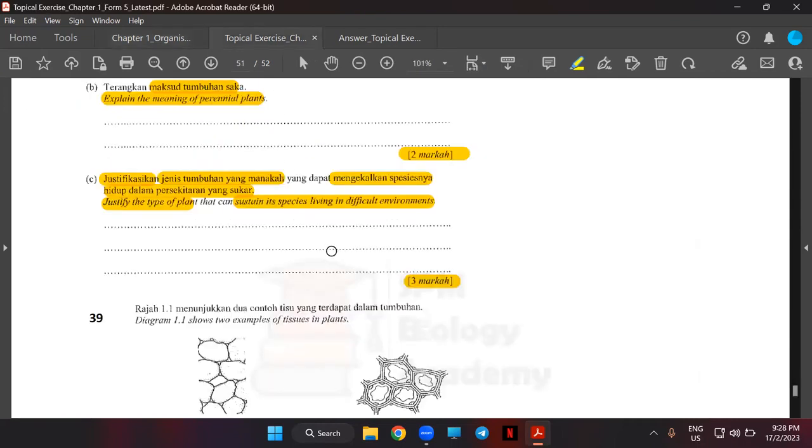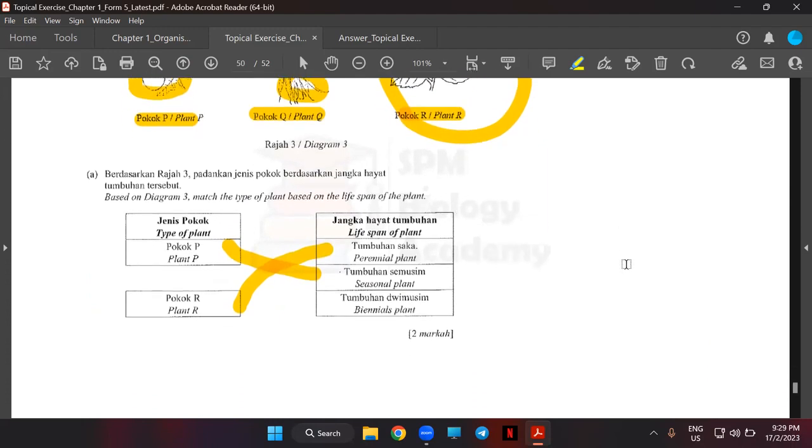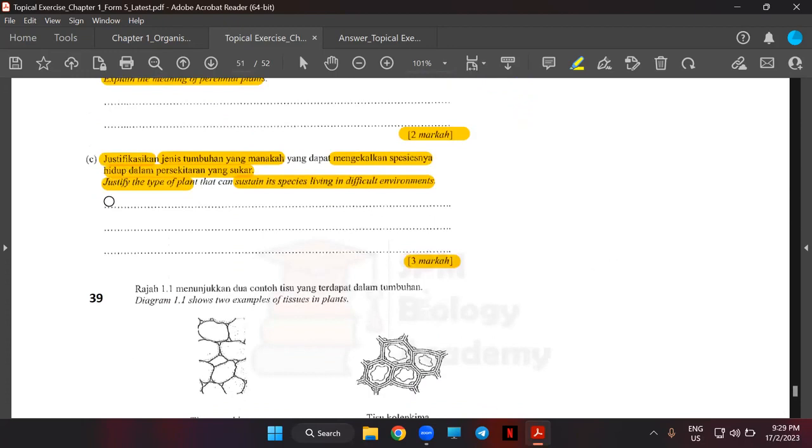Jadi, justify the type of plant that can sustain its species living in difficult environment. Justifikasikan jenis tumbuhan yang manakah yang dapat mengekalkan spesies dalam persekitaran yang sukar. Maka jawapan kita ialah tumbuhan plant R, pokok R, first mark. Dapat markah yang pertama. Wajib kena tulis.